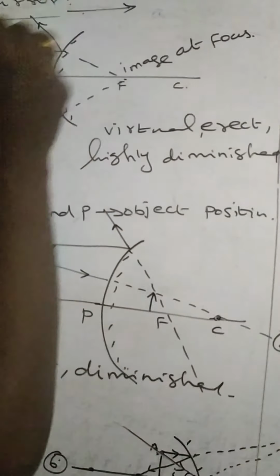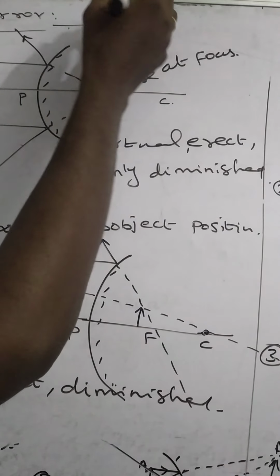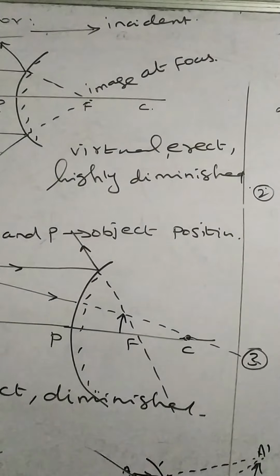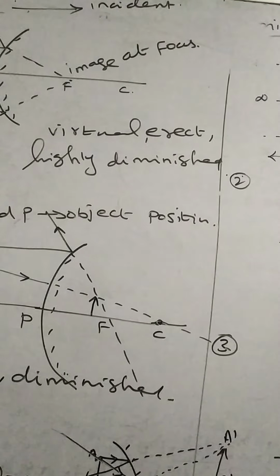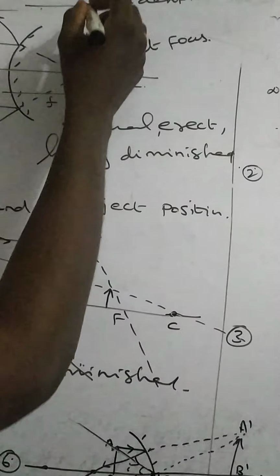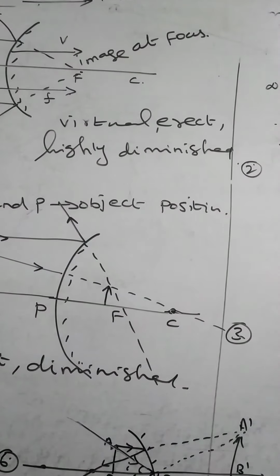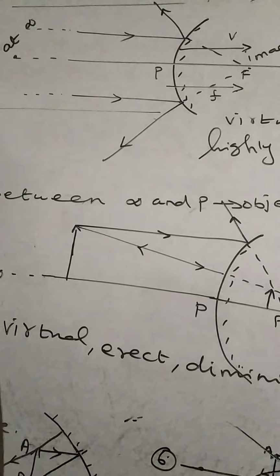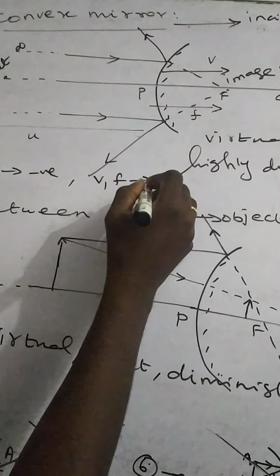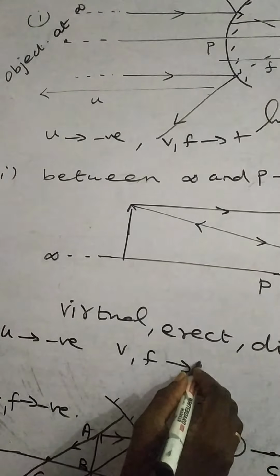So we obtain the sign convention for object distance, image distance and focal length. All distances measured from the pole of the mirror along the incident ray are taken as positive, against the incident ray as negative. Pole of the mirror to principal focus, the focal length along the direction of the incident ray is taken as positive. Image distance along the direction of the incident ray is taken as positive. Object is located in front of the mirror, negative. So U negative, V and F are positive.